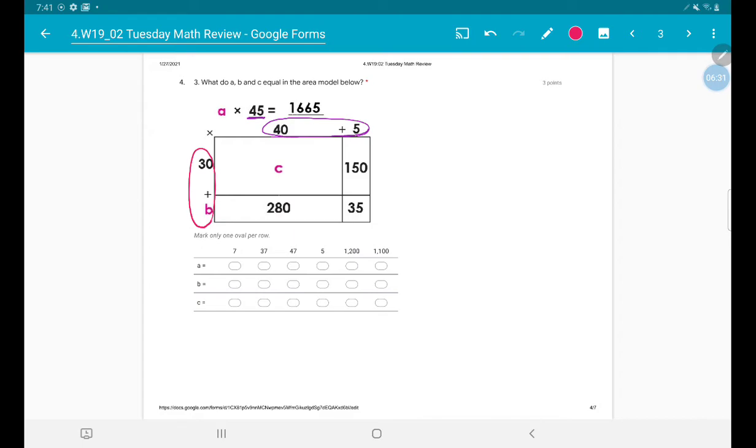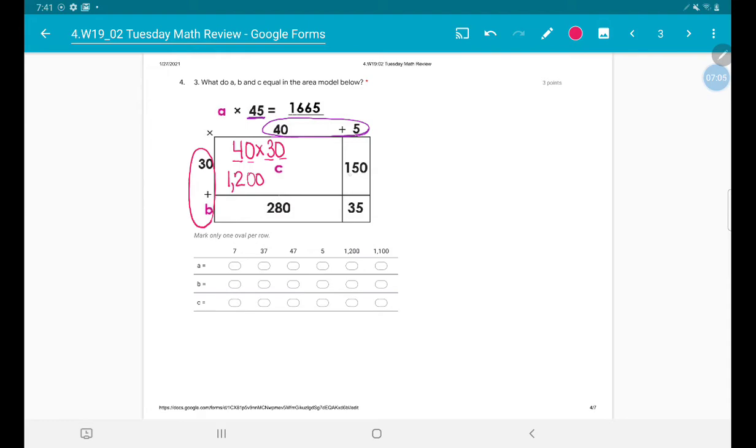Okay, so let's just go ahead and start with what we know. To find C, I know that I will need to multiply the length times the width. So I'm going to multiply 40 times 30 to find the area of section C. 4 times 3 equals 12, and I have 2 zeros. So C is going to be equal to 1,200.